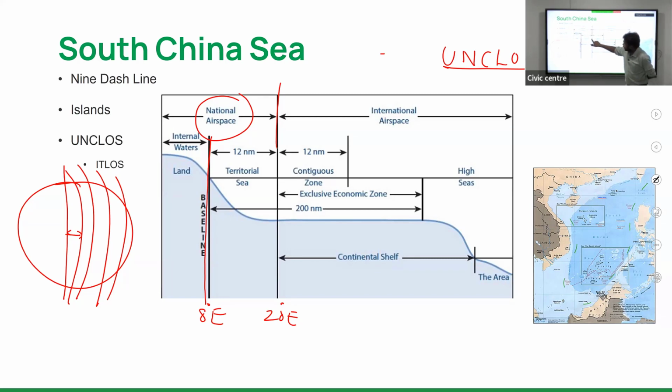Up to 12 nautical miles, you are having right to innocent passes. Right to innocent passes. And this right is not there in contiguous zone. Sorry, reverse. Yes, this right is not there in the internal waters. This right is not available in internal waters.